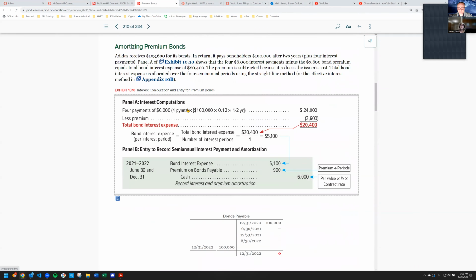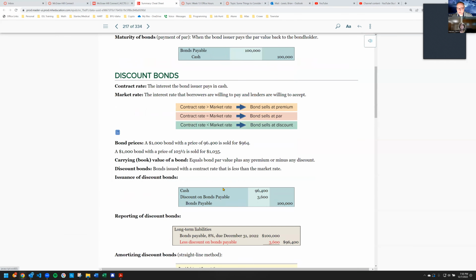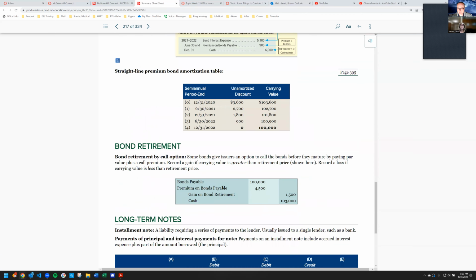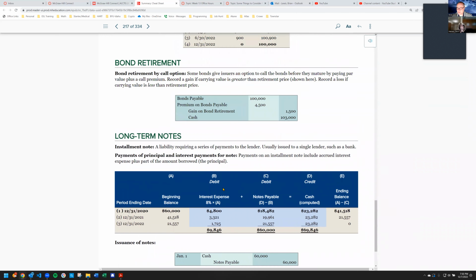Let's go to the cheat sheet, see if it's in here. Maturity, discount, premium, bond, long-term notes. Yeah, there's no tax consequences in this one. Oh, good.